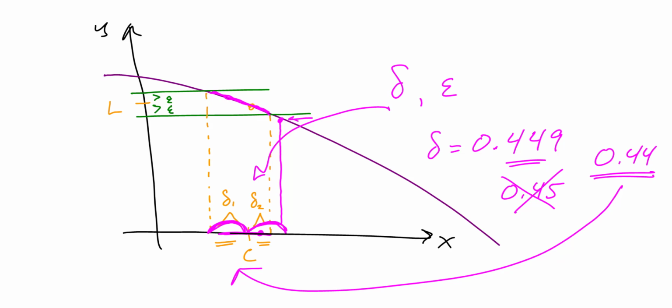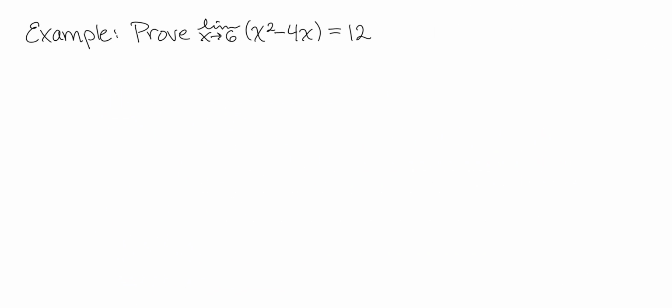Let's consider an example to see what this looks like algebraically. Here we're asked to prove that the limit as x approaches 6 of x squared minus 4x equals 12. And if you plug in 6, we'd get 36 minus 24, and that's 12. Keep in mind that the definition of a limit does not find the limit for us, but we'll use it to prove that what we think is the limit actually is the limit.